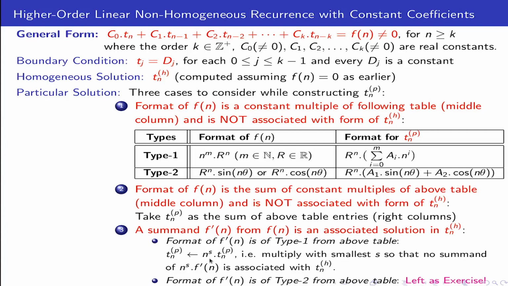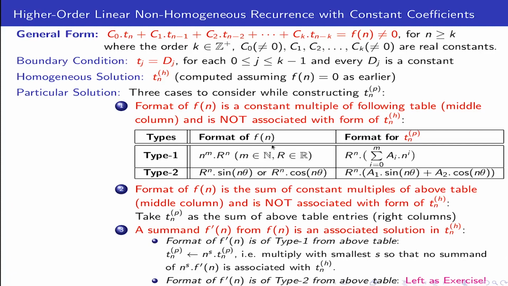So if your solution has, let's say, n into r to the power n in the homogeneous part, you will try to multiply it with another n. So it becomes n square into r to the power n in your particular solution. So you need to make it linearly independent. That's why this is a rule of the table.